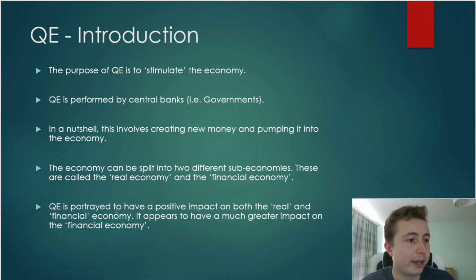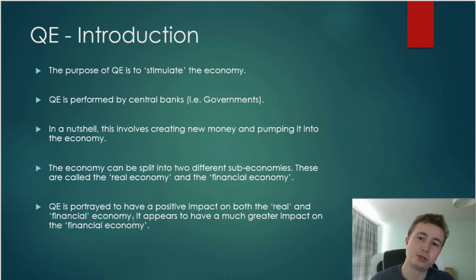So let's go on to the next bullet point then. QE is portrayed to have a positive impact on both the real and the financial economy. So when the central bank goes to do these things, they say this is a good thing. It's good for the financial markets, and it's good also for real businesses and real people. This is a positive thing. We must do this to rescue the economy. So it appears to have a much greater impact on the financial economy.